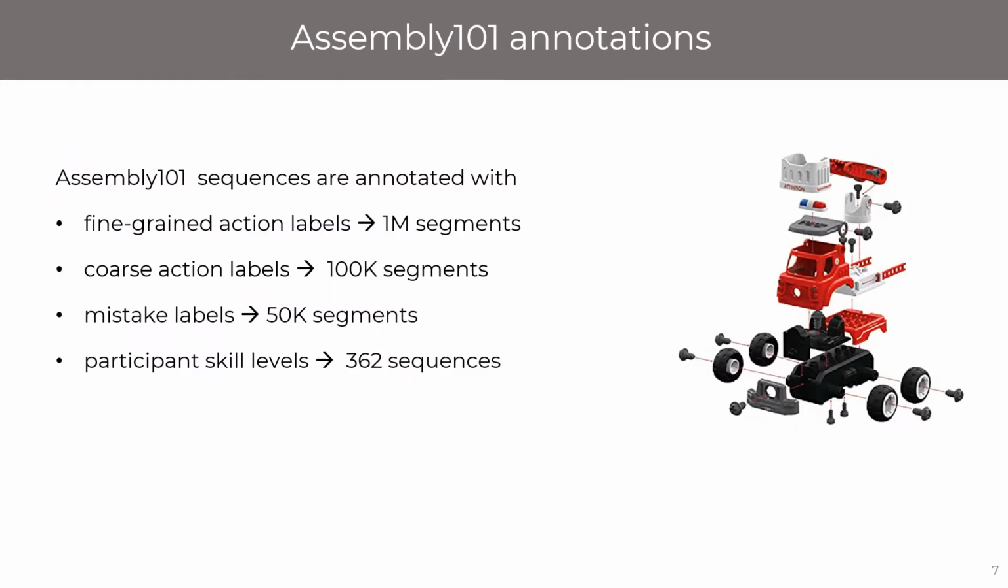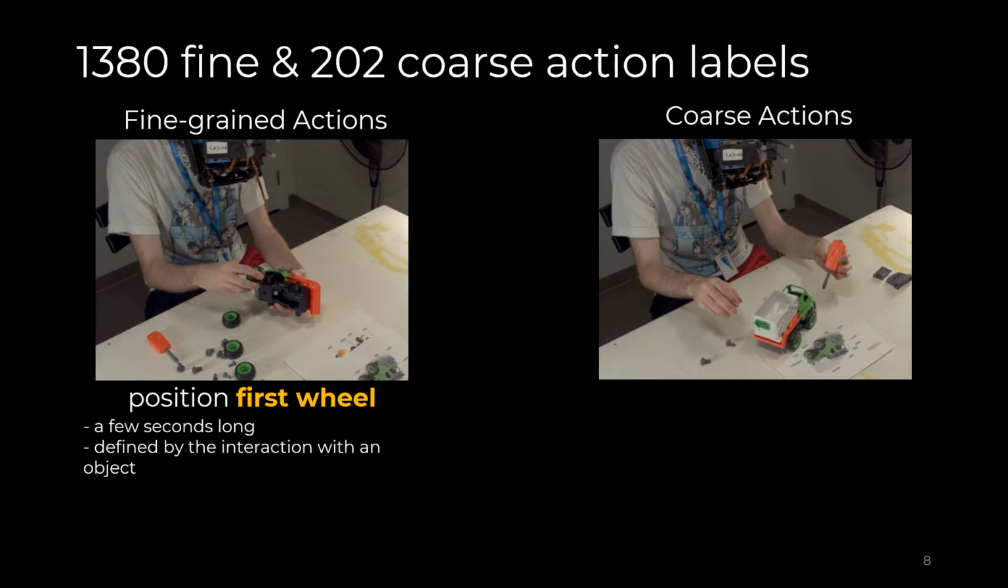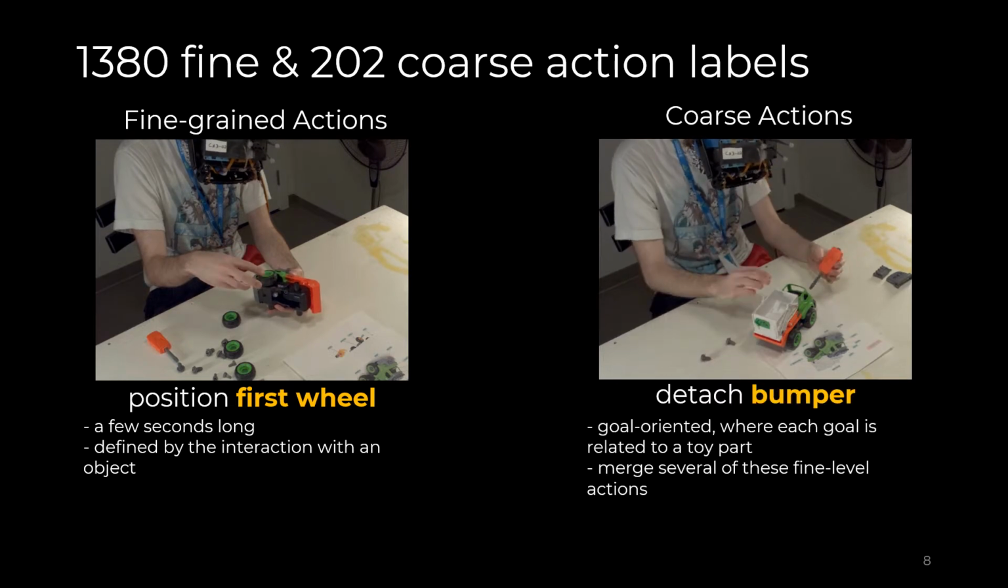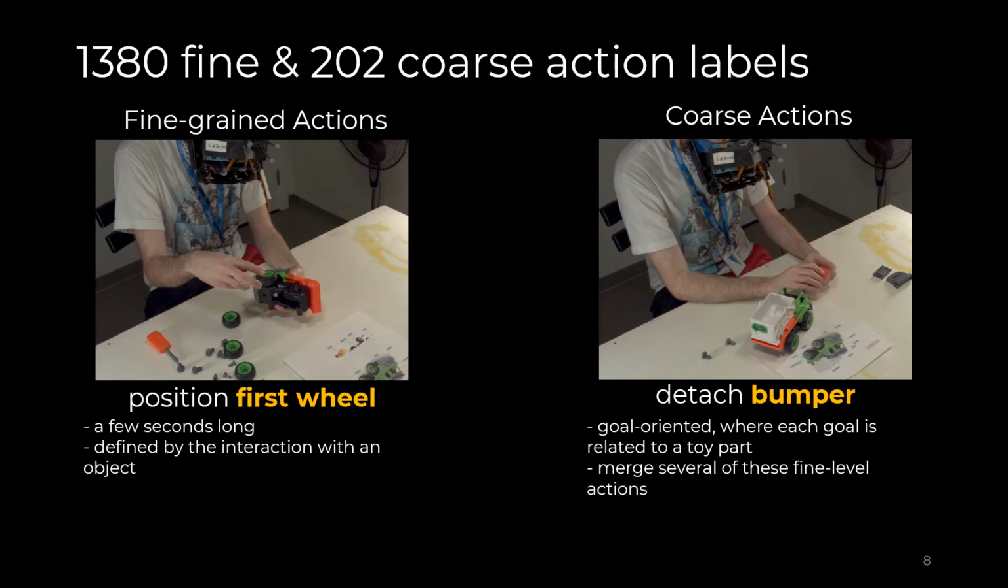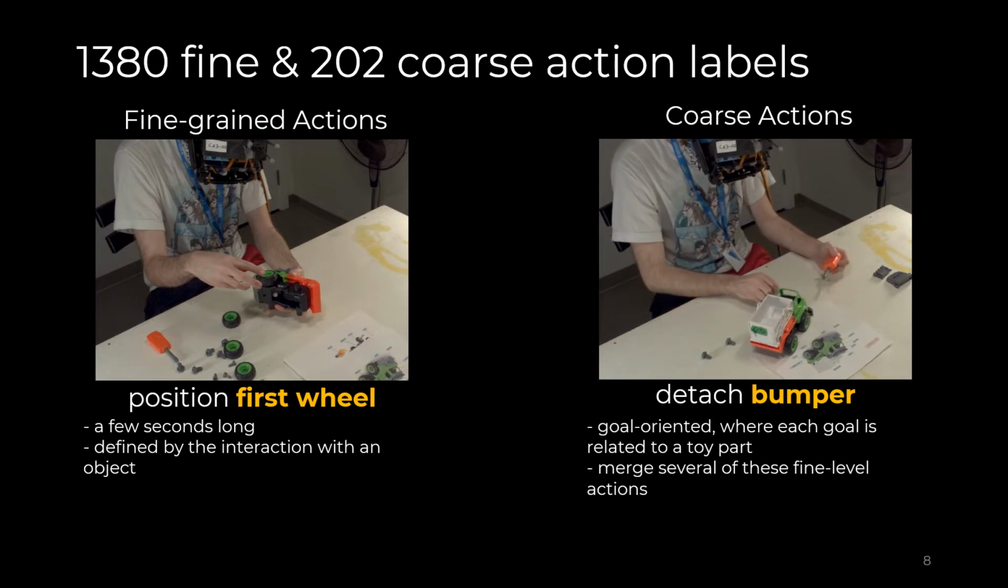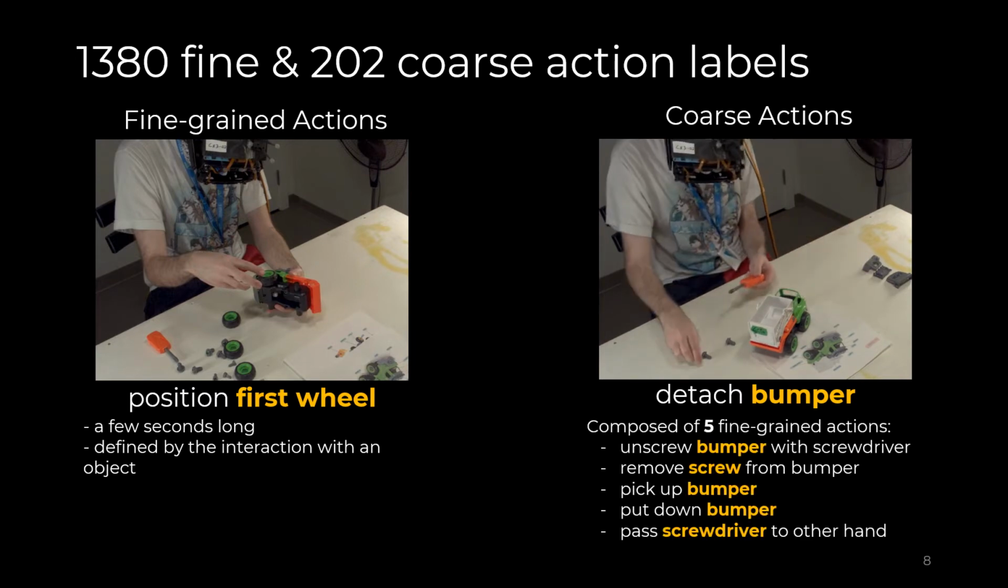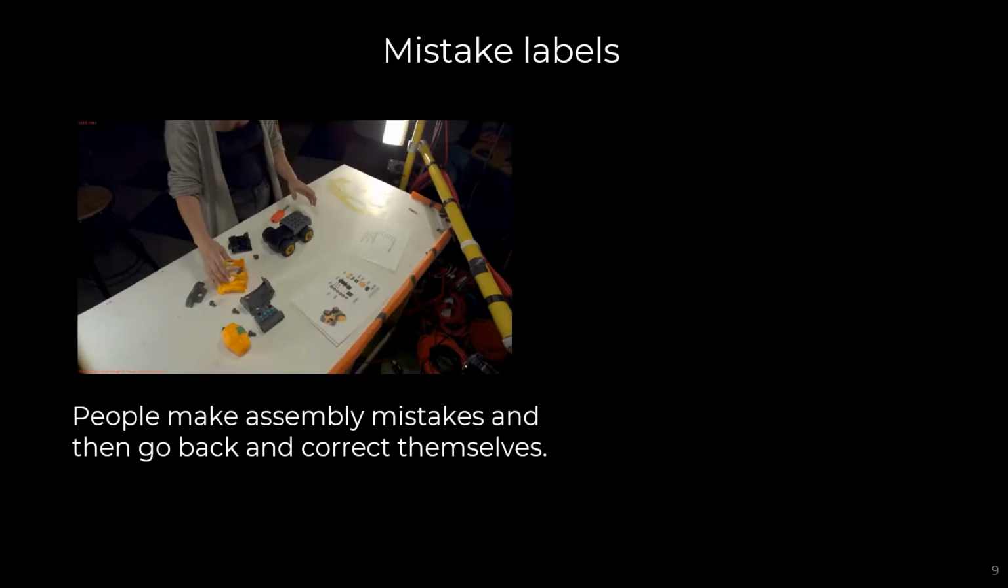For our dataset, we collected an extensive number of annotations, including action labels at 2 granularities, mistake labels, and skill labels. The fine level actions are defined by the interaction with 1 or 2 objects. An example of a fine action is position force wheel. The coarse actions can be considered goal-oriented, where each goal is related to a vehicle component, for example, detached bumper. We merge several of the fine-level actions into a coarse action label. For example, detached bumper is composed of 5 fine-grained actions.